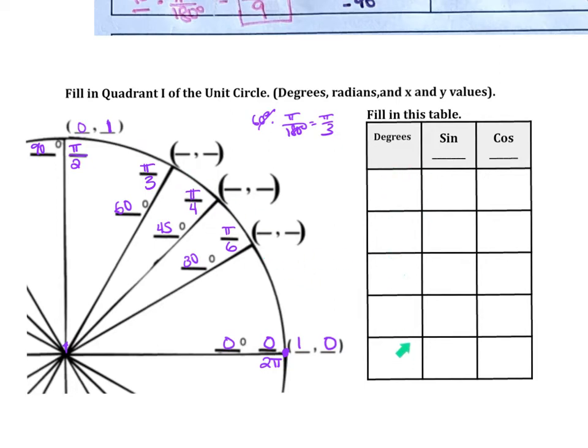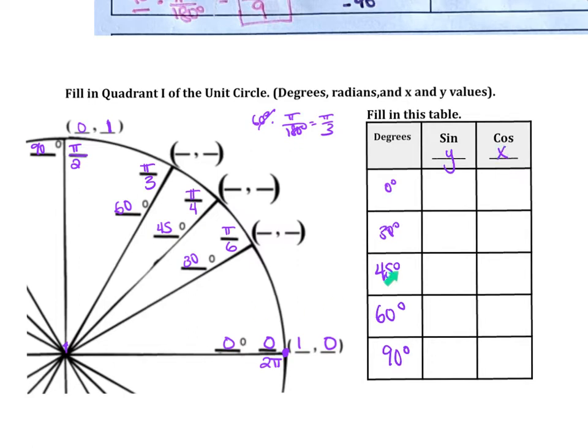Okay, so let's fill out the degrees in this case. This is 0 degrees. Then we have 30, 45, 60, and 90. So let's fill it out: 30, 45, 60 degrees, and 90 degrees. Sine is our y value, cosine is our x value.